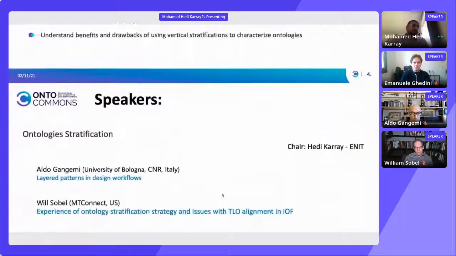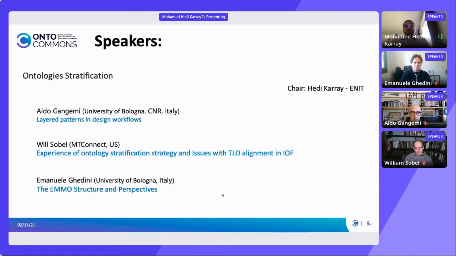For that, we will start the session with 3 impulse talks from our invited speakers from different backgrounds, let's say from Industrial Ontology Foundry, from EMMO, and from Dolce-related development projects. We are glad to have our speakers Aldo Gangemi from University of Bologna, Will Sobel from MTConnect, and Emanuele Ghedini from University of Bologna also.